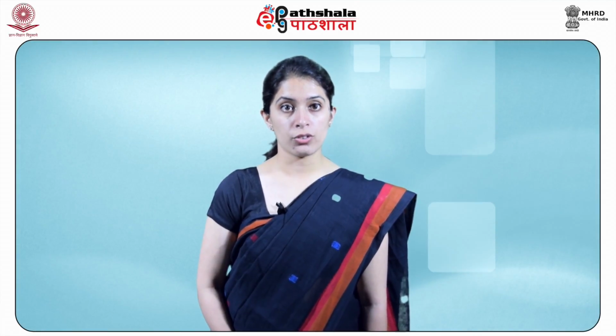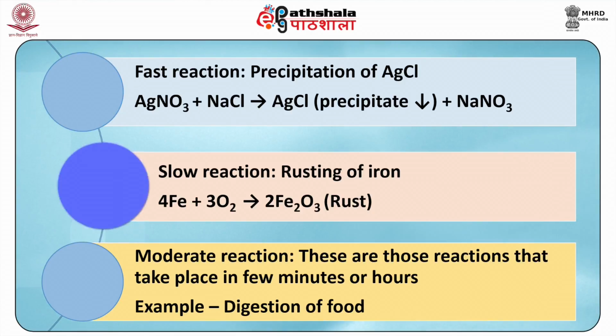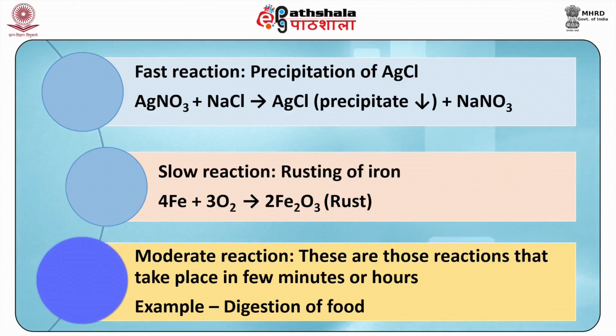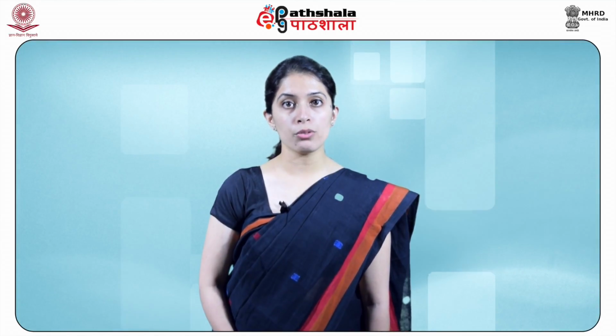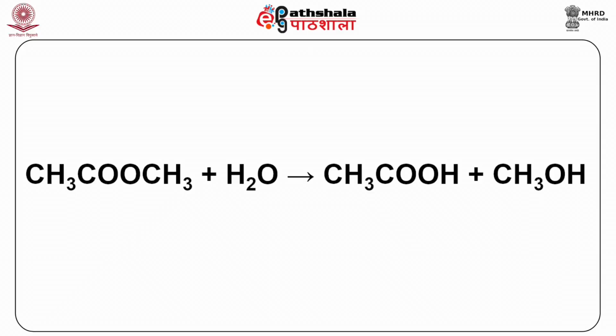On the basis of speed of the reaction, that is the rate of the reaction, chemical reactions can be classified as fast reaction, for example precipitation of AgCl, slow reaction, for example rusting of iron, and moderate reactions. These are those reactions that take place in few seconds or hours, for example digestion of food. One must remember that very fast and very slow reactions are ruled out in laboratory exercises. Only moderate reactions are studied in laboratory, for example hydrolysis of methyl acetate.